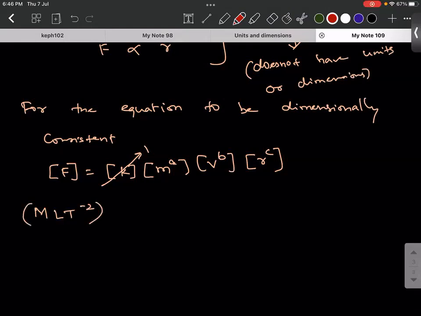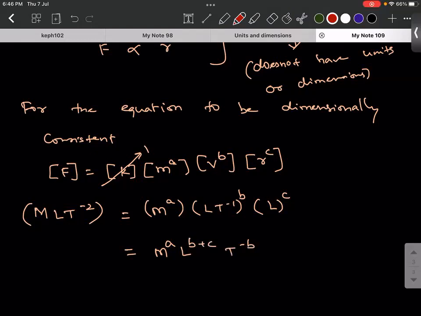So what is the dimensional formula of F? MLT minus 2. Do not disturb it. What is the dimensional formula of m? M raised to the power a. The dimensional formula of v? LT minus 1 raised to the power b. And the dimensional formula of r? L raised to the power c. Is that clear? So I can write this as M power a, L power b plus c, and T power minus b. Accepted.